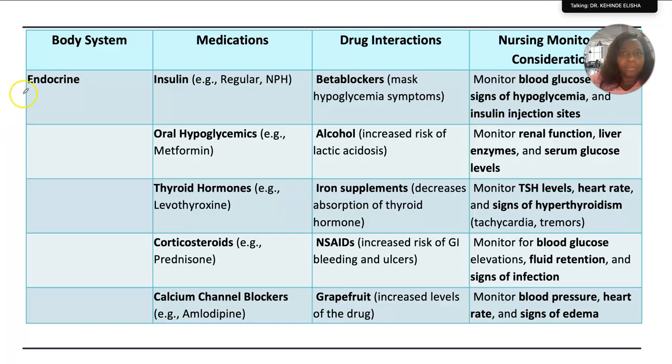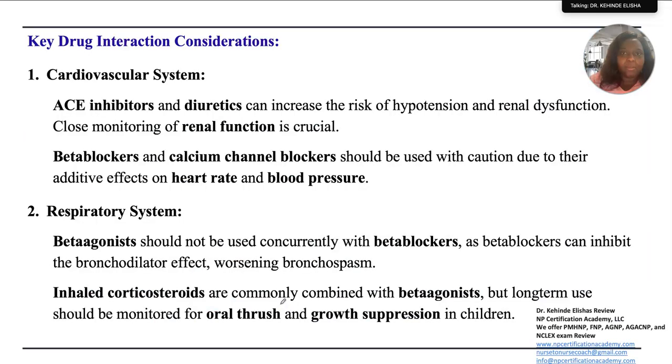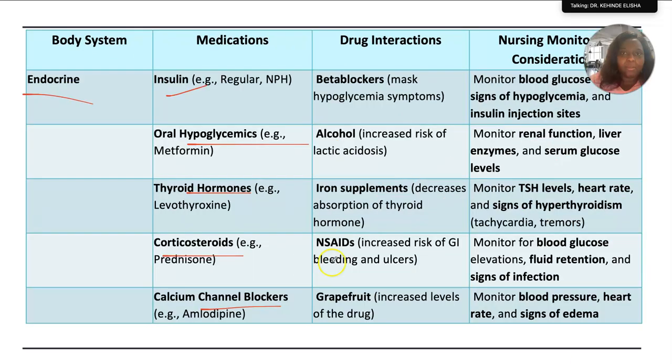What about the endocrine system? The endocrine system: insulin, oral hypoglycemics, thyroid hormones, corticosteroids, calcium channel blockers. These are drugs that we have to pay attention to for any national exam when it comes to the endocrine system. When we combine insulin with beta blockers, what do we see? It's going to mask hypoglycemia symptoms. Beta blockers are the drugs that end with LOL. So if you're taking a beta blocker and you don't check your blood sugar periodically, you may have diabetes and never know it. So you have to monitor blood sugar levels, signs of hypoglycemia, and insulin injection sites.